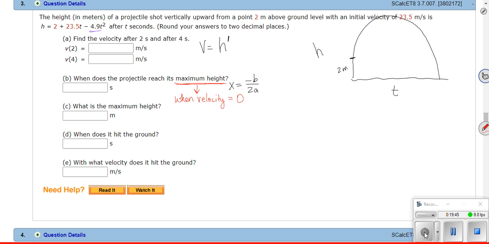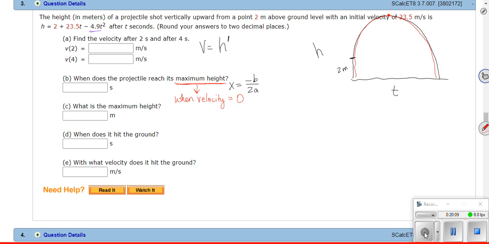And how do we know that? Again, maximum height is right before it takes its turn and comes back down, right? So if I'm tracing this, this is positive, positive, positive velocity, and then negative, negative, negative velocity as it comes back down. So what is the maximum height?